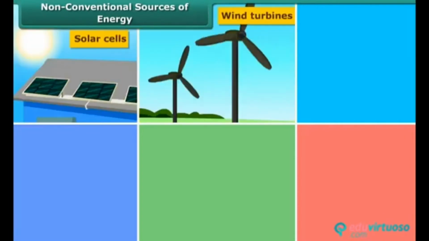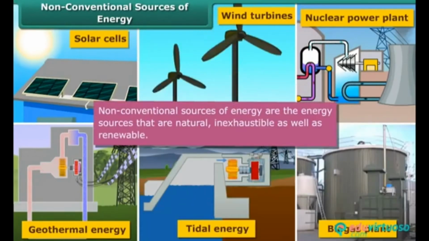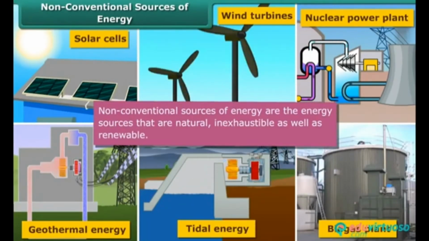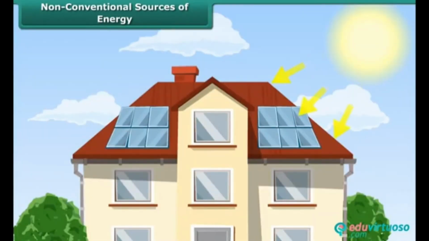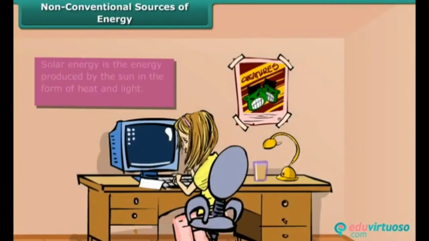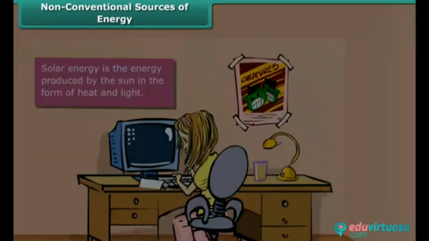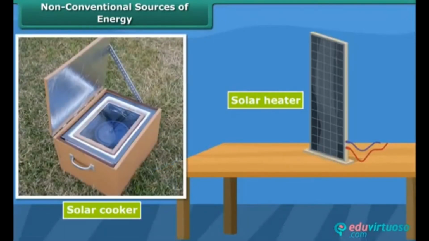Non-conventional sources of energy. Let us see what are the non-conventional sources of energy. Non-conventional sources of energy are the energy sources that are natural, inexhaustible, as well as renewable. Solar energy, for example, is a non-conventional energy. Many solar cells are joined into solar panels to generate electricity. Solar energy is also used in solar heaters, solar cookers, and solar dryers.